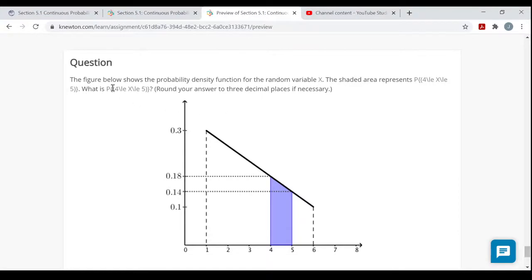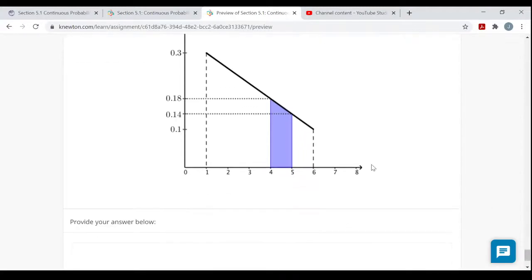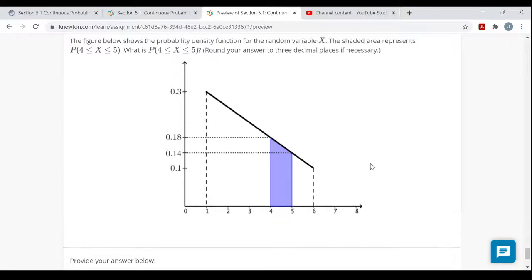All right, so the figure below shows the probability density function for some random variable x, some continuous variable x. The shaded area represents the probability that x is between 4 and 5, in the interval from 4 to 5. What is this probability? Round your answer to 3 decimal places if necessary. Okay, so I'll draw that picture and show you a couple ways to look at that shaded region.